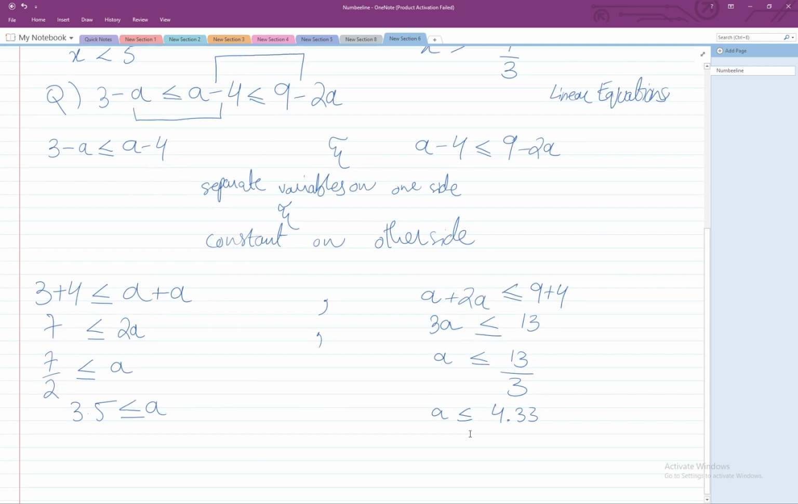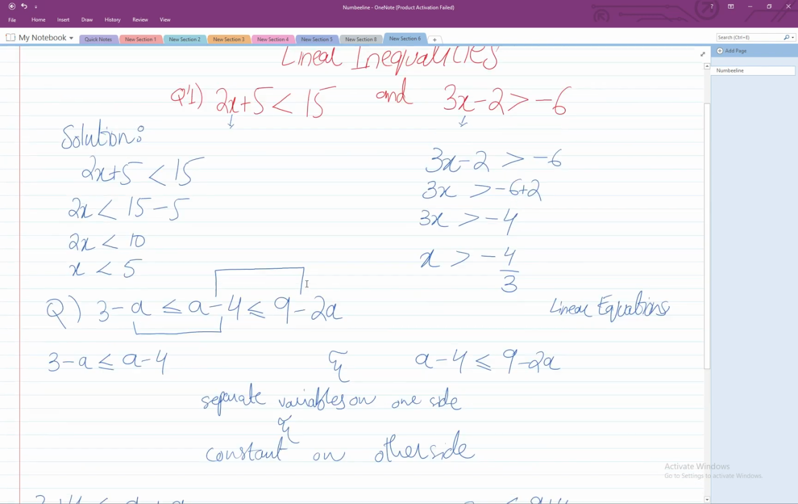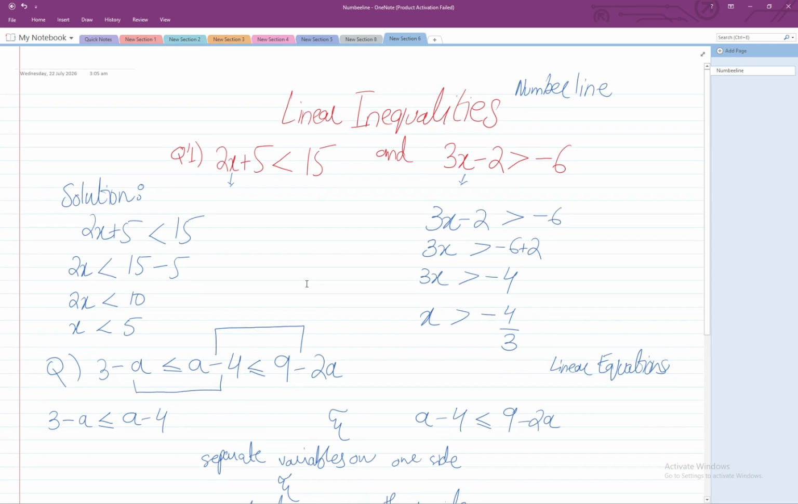So these are the values of the unknown, and in this video we saw how we can find the values of the unknown using linear inequality. I hope you got everything.